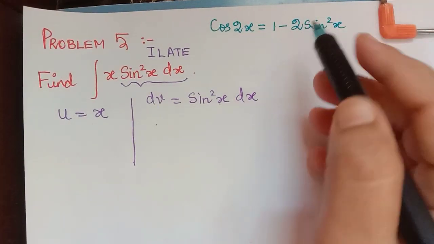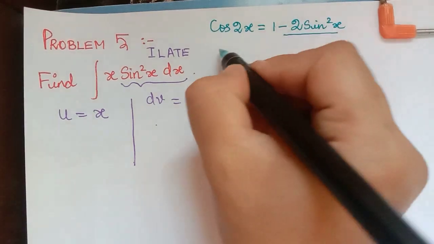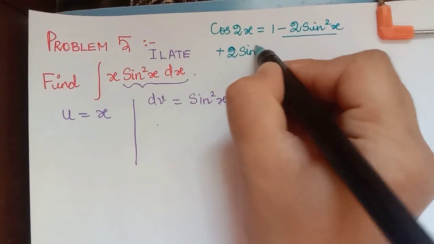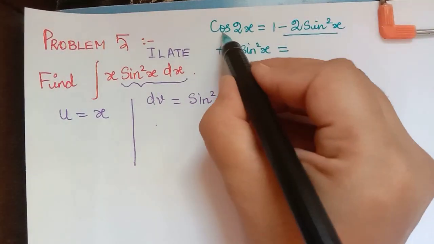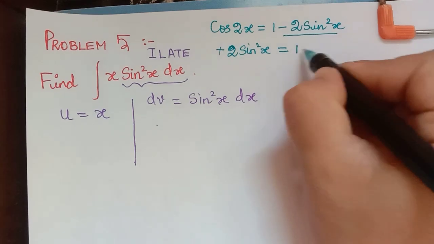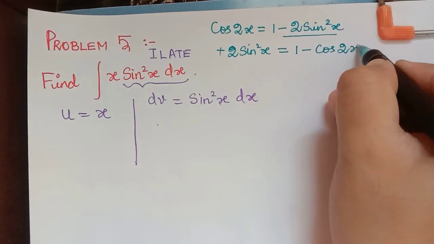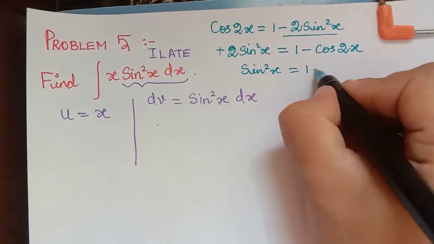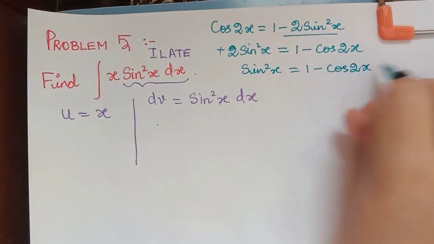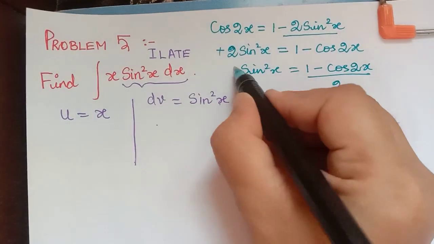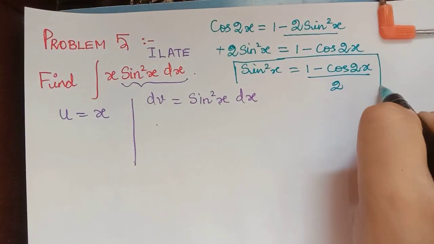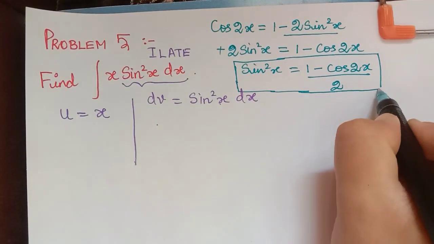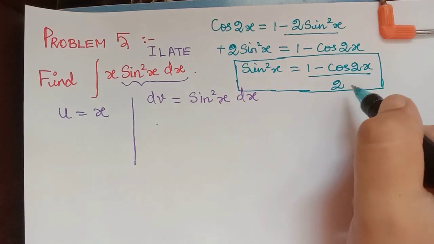So from this, taking this minus 2 sine squared to the left, we get minus, that minus becomes plus. So 2 sine squared x is equal to, taking this cos 2x to the right, we get 1 minus cos 2x. So from this we get sine squared x to be equal to 1 minus cos 2x divided by 2. Or you can also remember this as a formula. Always remember sine squared x will be equal to 1 minus cos 2x divided by 2.